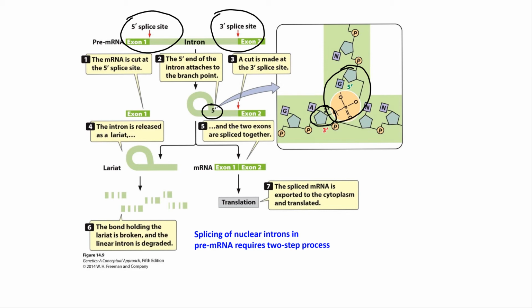As soon as the 3' end of the intron is spliced, exon 1 and exon 2 are connected. Now the cut out intron, or spliced intron, forms a so-called lariat structure, which is eventually linearized, broken, and degraded by the RNases within the cells. So, splicing of nuclear introns in pre-mRNA requires a 2-step process.